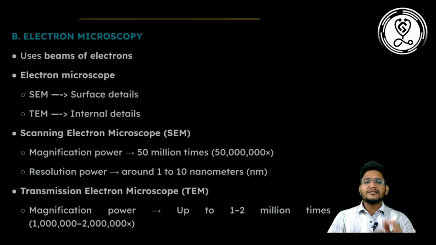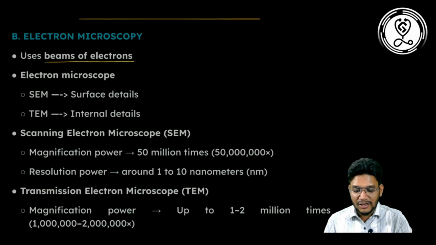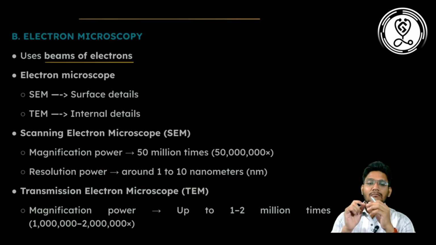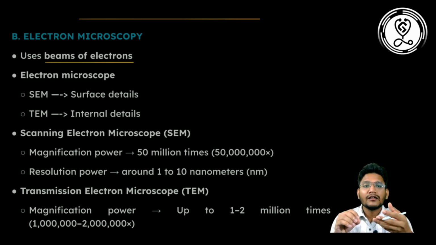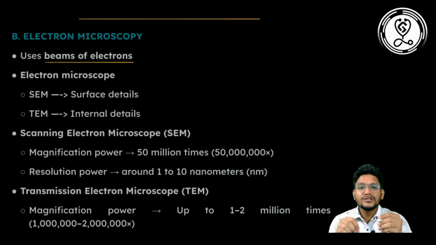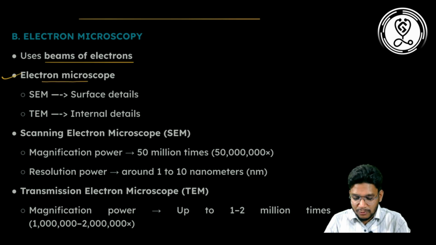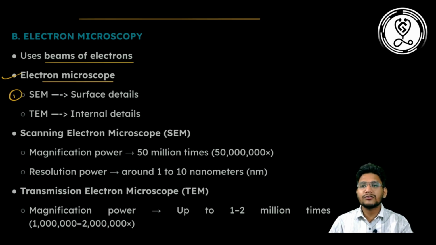Next microscopy is electron microscopy, and here we are using beams of electrons instead of light. In the optical microscopy, we are using visible light to create the image of an object. But here we are using beams of electrons to create the image of an object, right? And here we are using electron microscope, and we have two types of electron microscope. First is SEM, that is a scanning electron microscope. Second is TEM, that is transmission electron microscope.